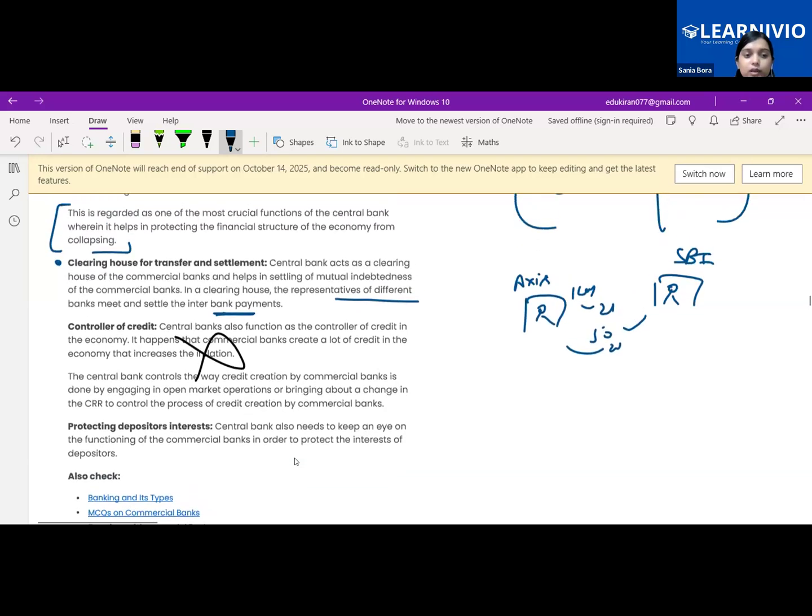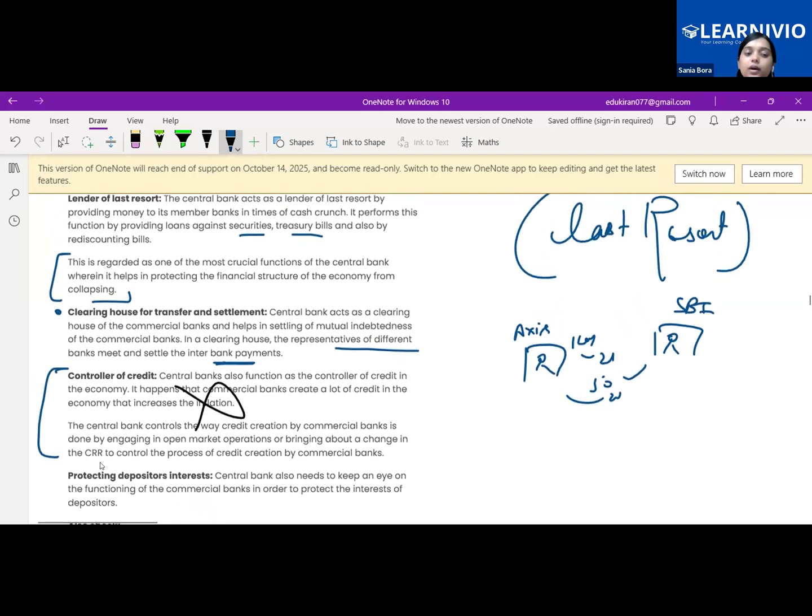Okay. And then we will not do this function now because it has a lot of things, so we will be learning that later. But after this we'll do protecting depositors' interest.